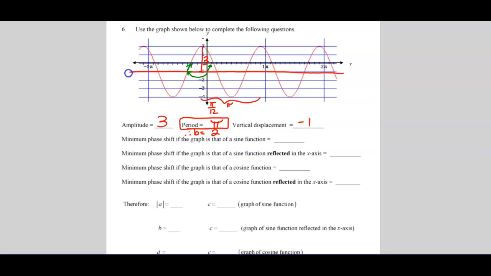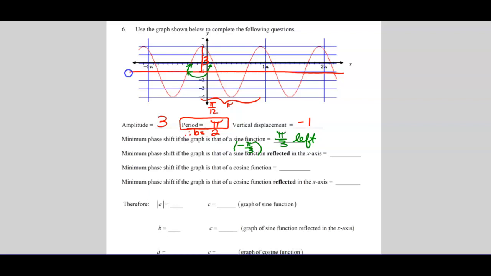So measure it or count your grid lines. 1, 2, 3, 4 grid lines to the left. 4 out of 12. Well, 4 out of 12 is pi 1/3. So it's pi over 3 to the left. So I'm going to put pi over 3 to the left, which is negative pi over 3. Okay. So count your grid markings.